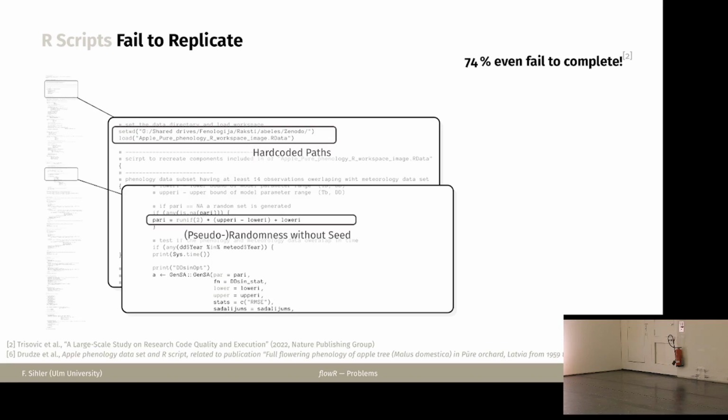And so another study by Trisovic et al. essentially showed that around 74% of R scripts submitted alongside publications don't even execute completely. And now you might think to yourself, how can this happen? 74% is a really high number.